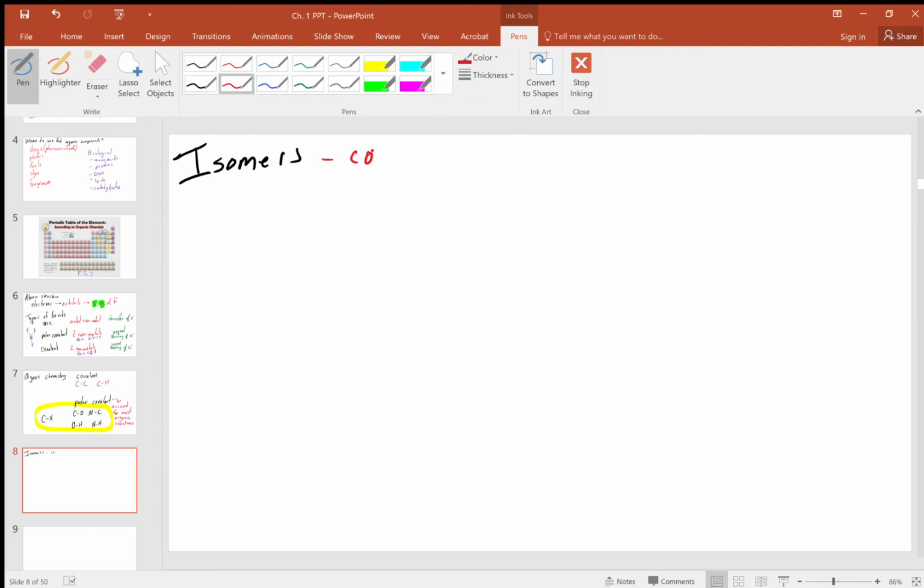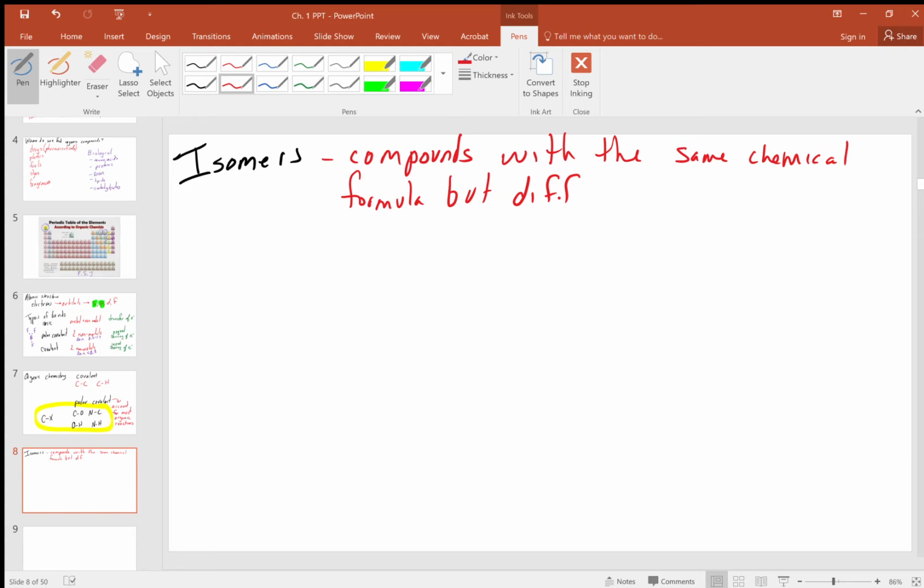Isomers are compounds with the same chemical formula but different structures.